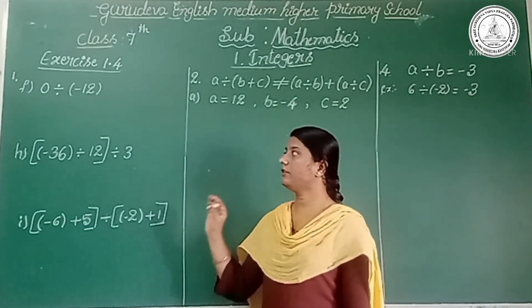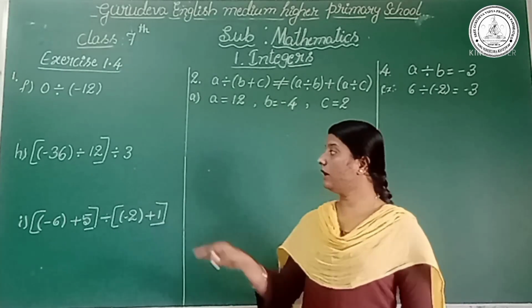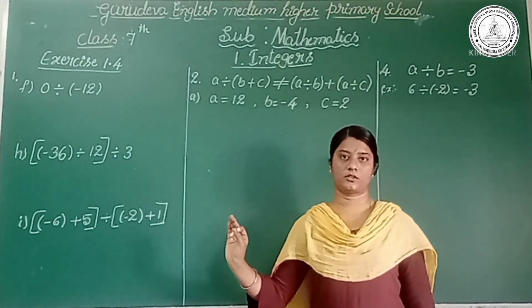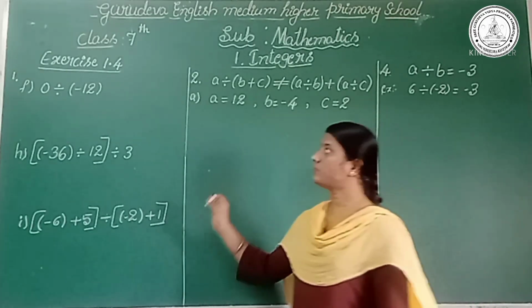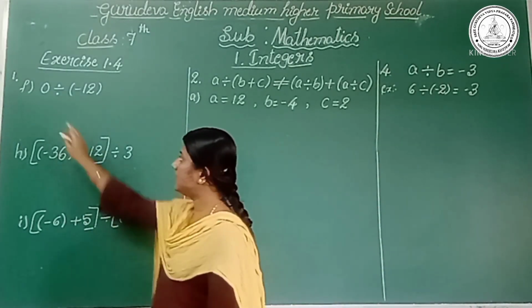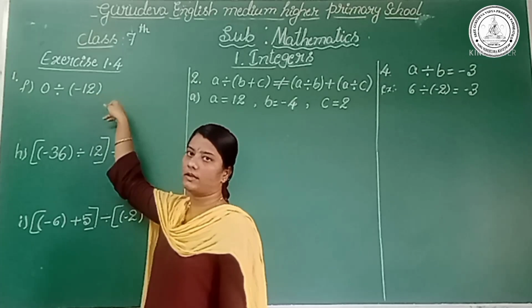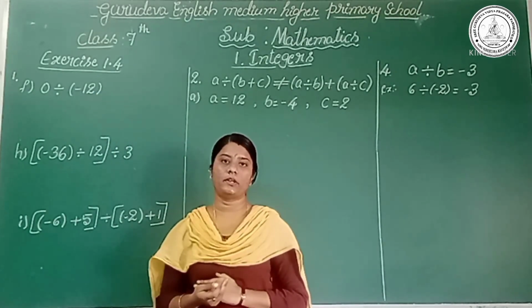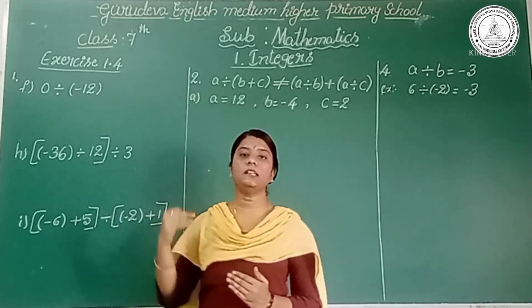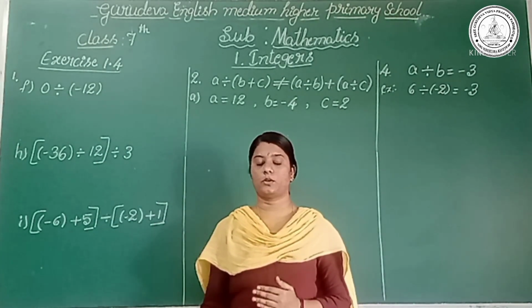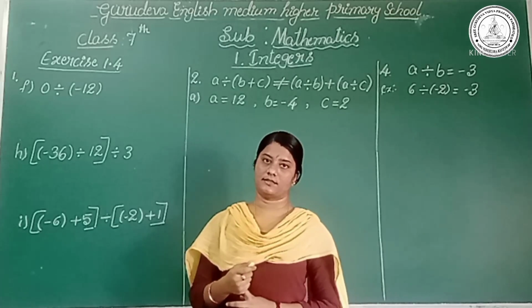Right. So here they are given 9 questions. So I have taken 3 different questions. Okay. The rest of the problems you do on your own. Okay. So first one I have taken is 0 divided by minus 12. While I was explaining the properties of an integer, I said that when 0 is divided by any integer, the quotient is 0 itself.